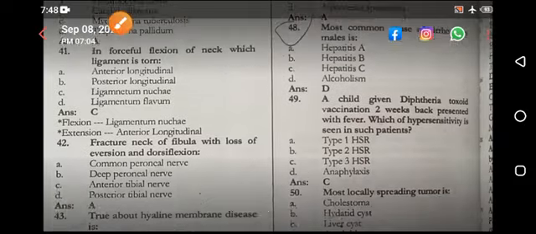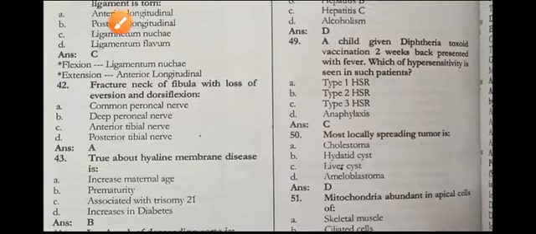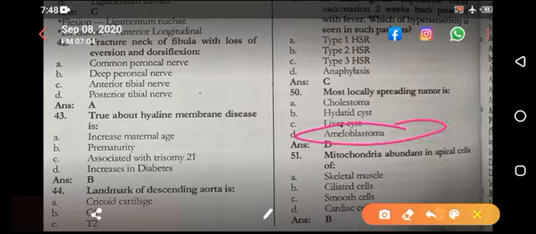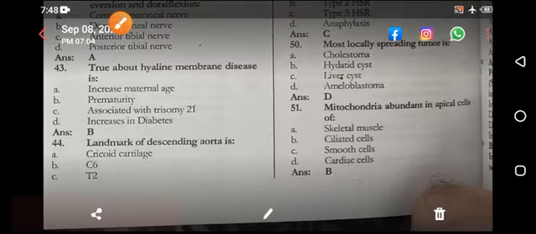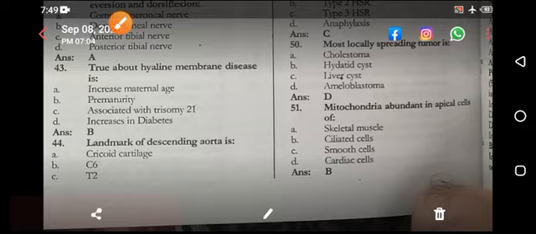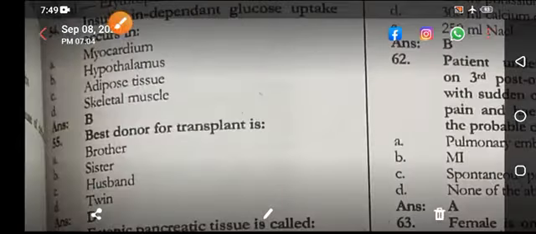A child with the diphtheria toxoid, already discussed. Type 3, most locally spreading tumor: basal cell carcinoma. If that is not there, then ameloblastoma, already discussed in detail. Mitochondria abundant in apical cells. If apical cell is mentioned, already discussed. Ciliated cell if apical is not there, then skeletal. I have discussed it in detail in the previous lecture.